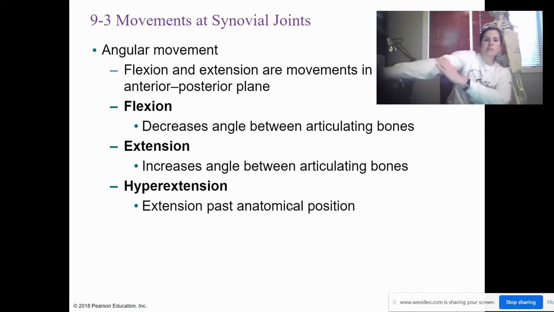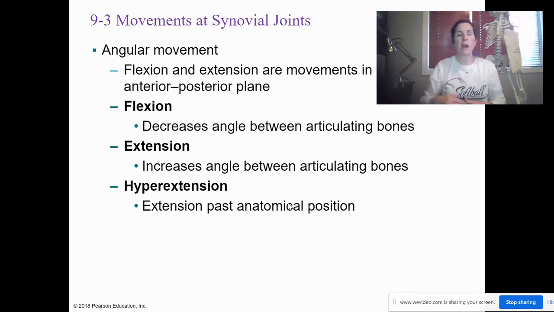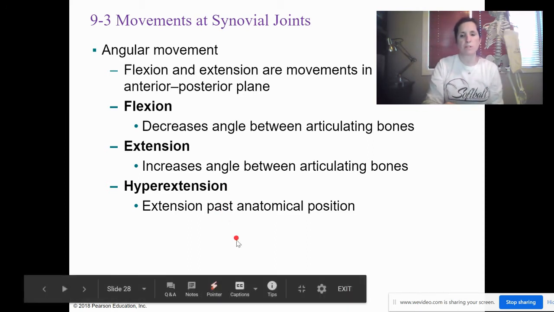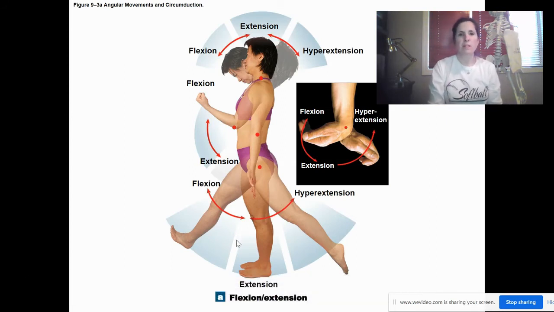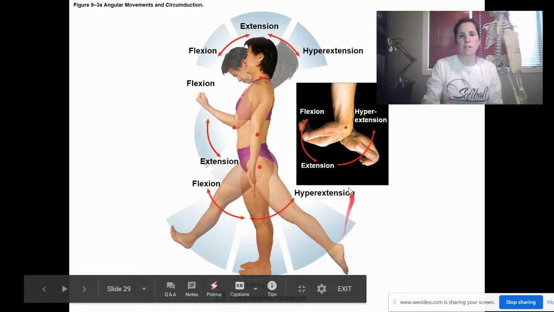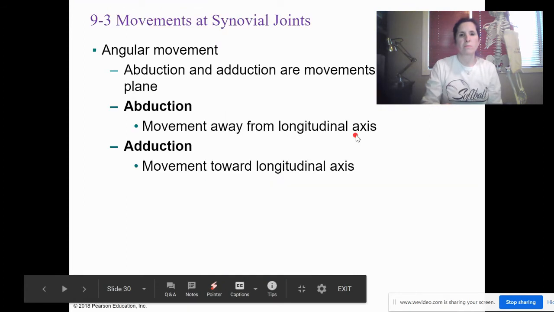If I hyperextend, that's extension past normal. If this is extension and I went down further, I hyperextended past the normal anatomical position. We're going to be doing these labs. So here's some flexion and extension, and you can see the hyperextension here in the wrist.